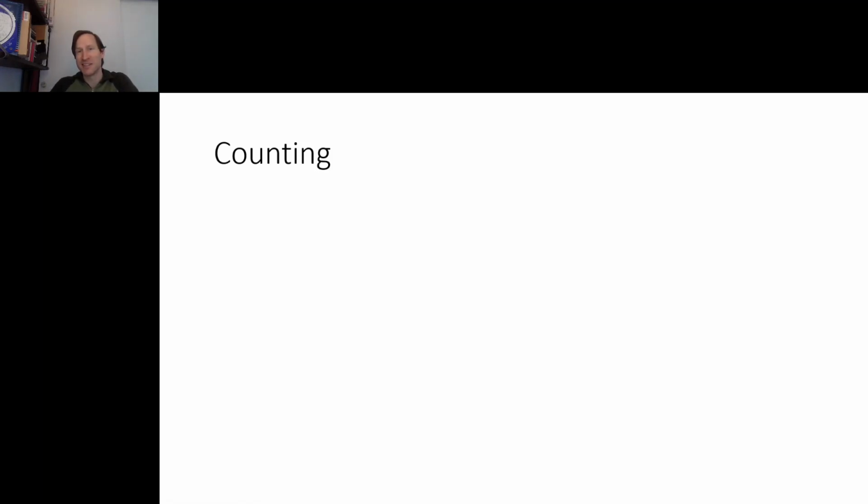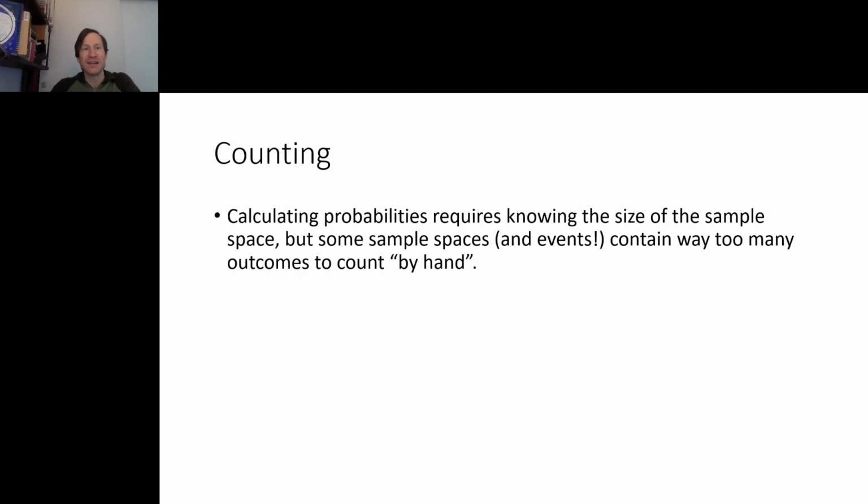Let's talk about counting. Now, I'm sure you already know how to count, but the thing about calculating probabilities is that we need to know the size of the sample space. And some sample spaces are just way too big to count by hand, just by listing all of the individual outcomes in the sample space and then actually counting them.